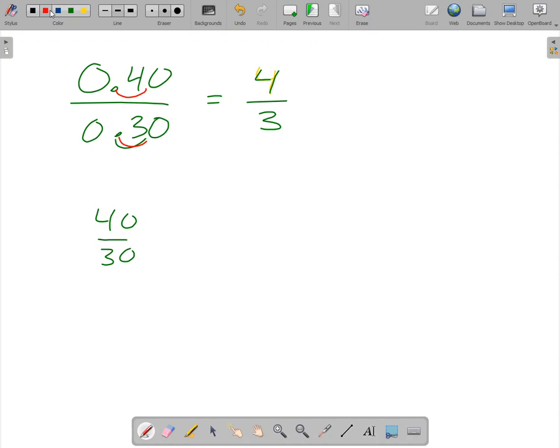Remember when you do this under extreme conditions like a test, write down what you're doing. Like I'm dividing by 10 there, I'm dividing by 10 there. Don't just think it, because then mistakes happen. So 4/3 would be the reduced version of that ratio.